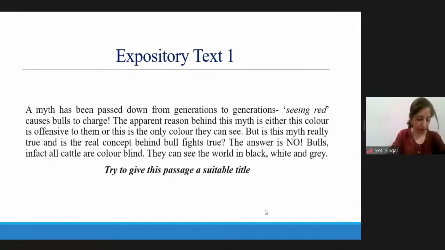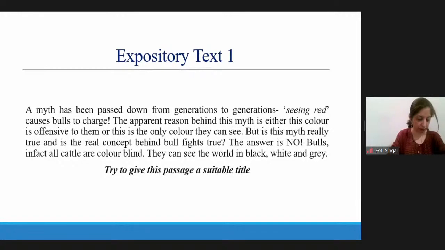Generation which passes down from one generation to the other, and we still believe it because it's a myth. It's just there in the life, it's just there in the air, but we don't have any reason to prove it. There is no evidence. So that's a good choice.